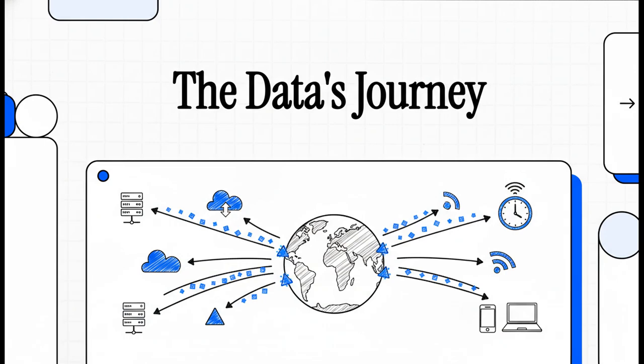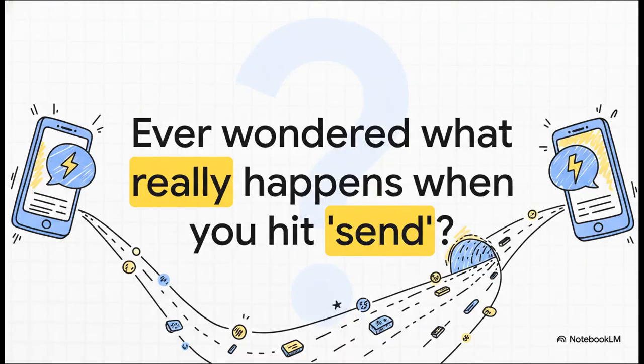Have you ever sent a message and just marveled at how it gets halfway across the world in basically a blink of an eye? Well, today we're going to follow a single piece of your data on its incredible journey across the internet. I mean, think about it. You type something out, you hit send, and poof, it just shows up on your friend's screen. It feels like pure magic, right? So what's the secret? What is this invisible highway our information is traveling on?